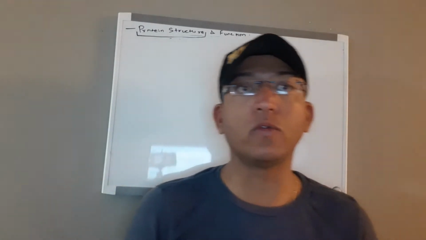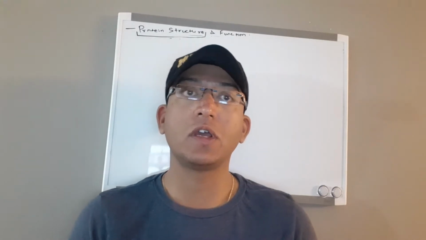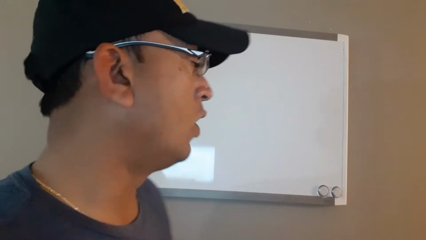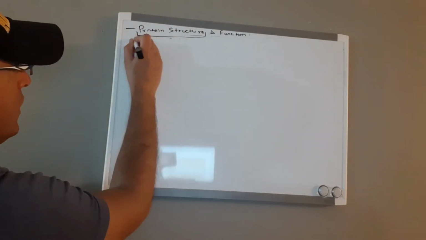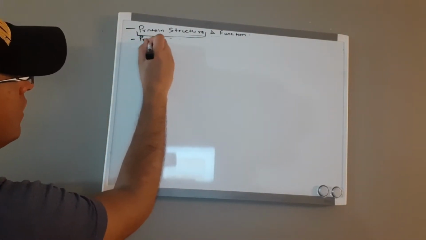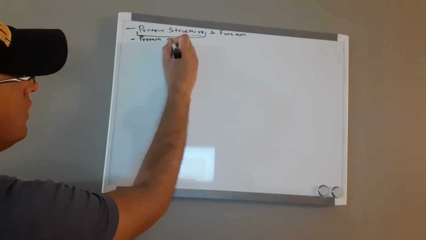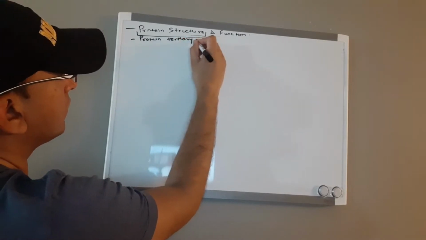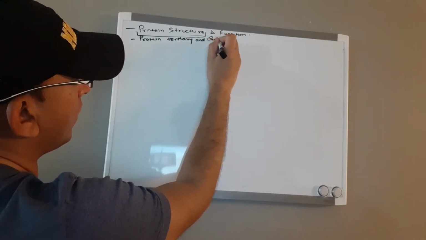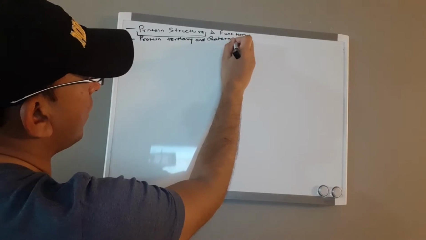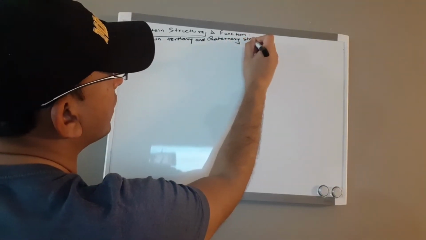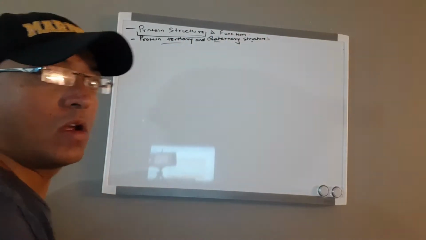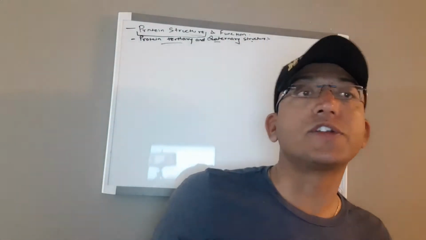So as you know, we are studying about the protein structure. We studied about the protein primary and secondary structure. Now we'll see protein tertiary and quaternary structure. Right. So what is protein tertiary structure?